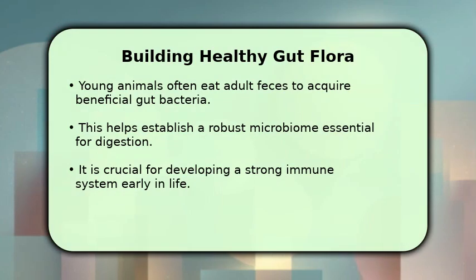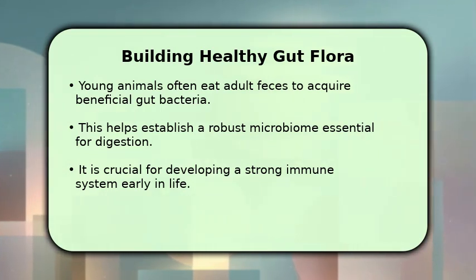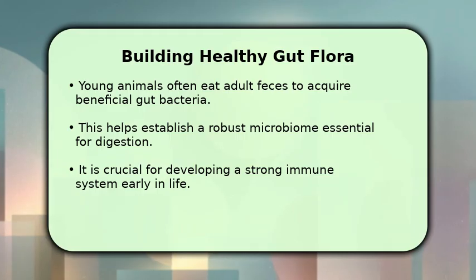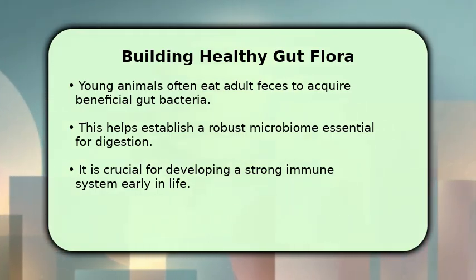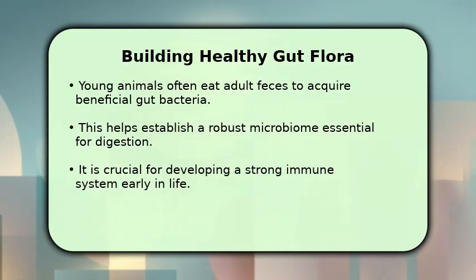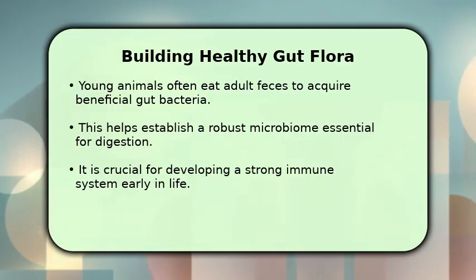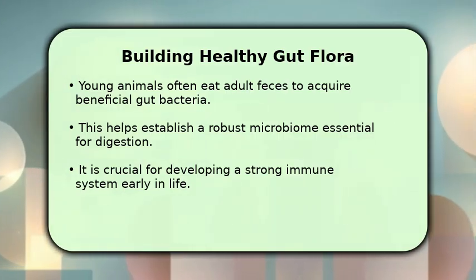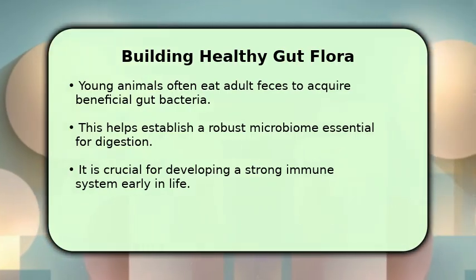Another significant reason for coprophagy, especially in young animals, is to establish a healthy gut microbiome. Puppies, foals, and even some rodent pups consume adult feces to ingest beneficial bacteria. These microorganisms are crucial for proper digestion and developing a strong immune system. This natural inoculation helps their immature digestive tracts process food efficiently and fight off potential pathogens.